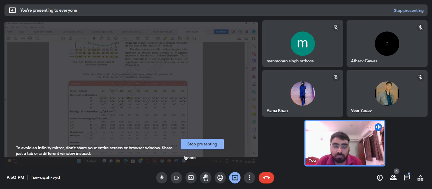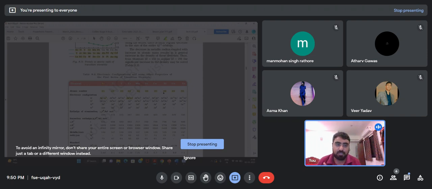So the configuration of chromium, mark this. It is 3d5 4s1. Don't make mistake over here. Mainly the questions are asked from 3D series, so I'm focusing more over here on 3D series. Now same thing, if it is manganese 25, 3d5 4s2. If it is iron 26, 3d6 4s2.